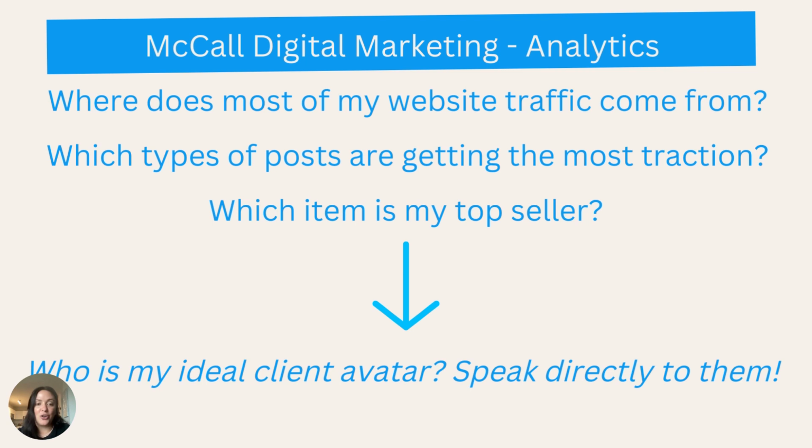Which types of posts are getting the most traction? These platforms are great with analytics. Even if you're not paying for a post scheduling software, you can go into those actual platforms and it will tell you which posts performed the best over the last month. Do more of that. If they're doing really well, I want to see more of the exact post that was your number one post. And which item is my top seller? Is there an item that people are buying over and over and over again, or a service that people are getting over and over? Make sure that you have a certain amount of posts dedicated to that top seller and information and education associated with exactly that.